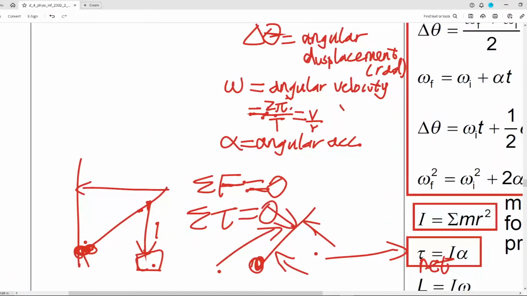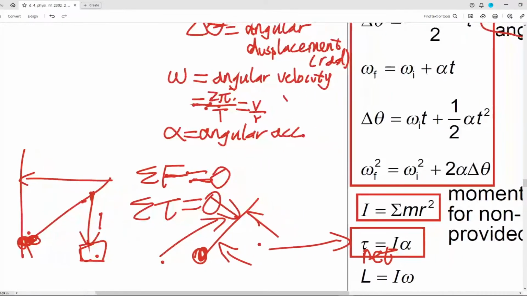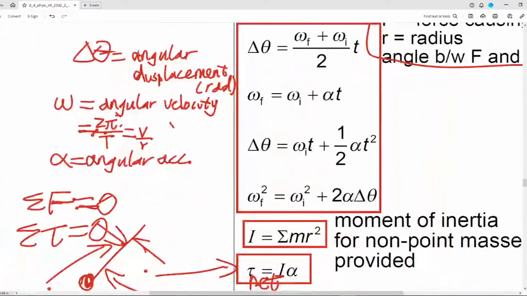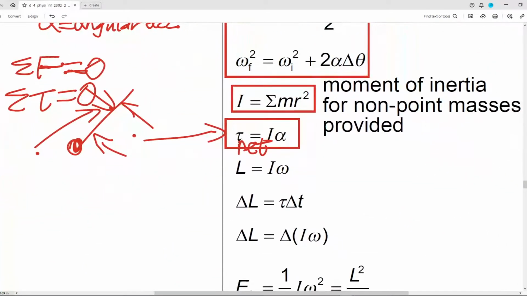Basically, kinematics and dynamics of rotational motion. Okay, rotational motion. All right, and then next we're moving on. Next is something that's quite popular.